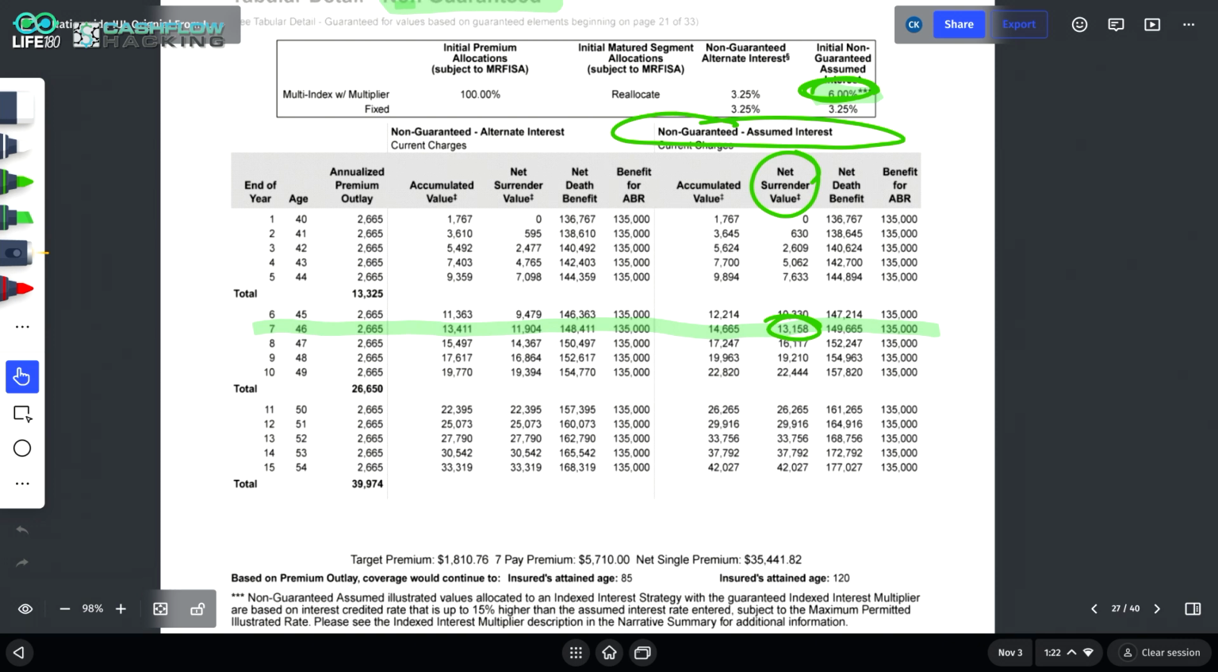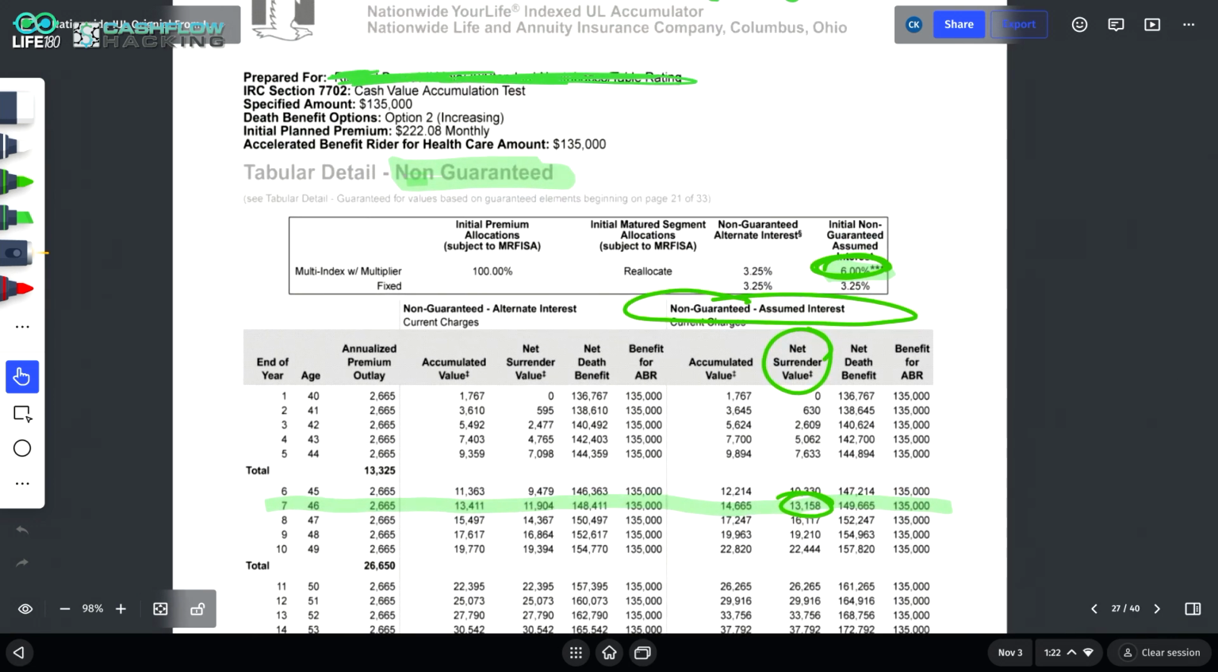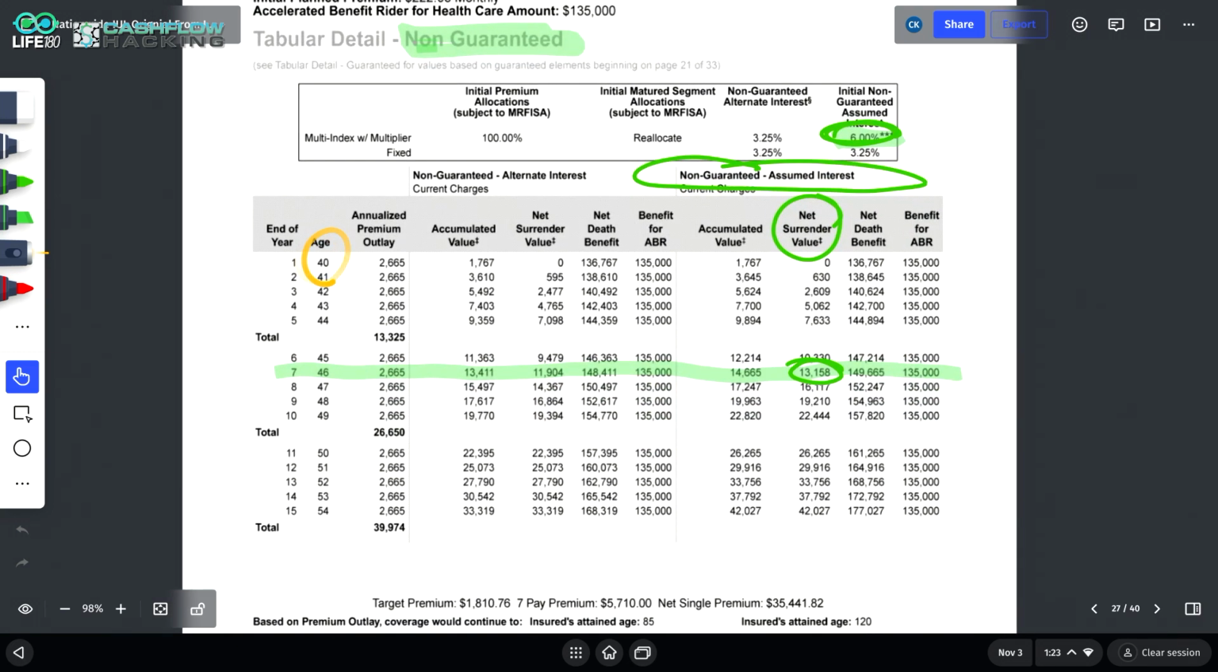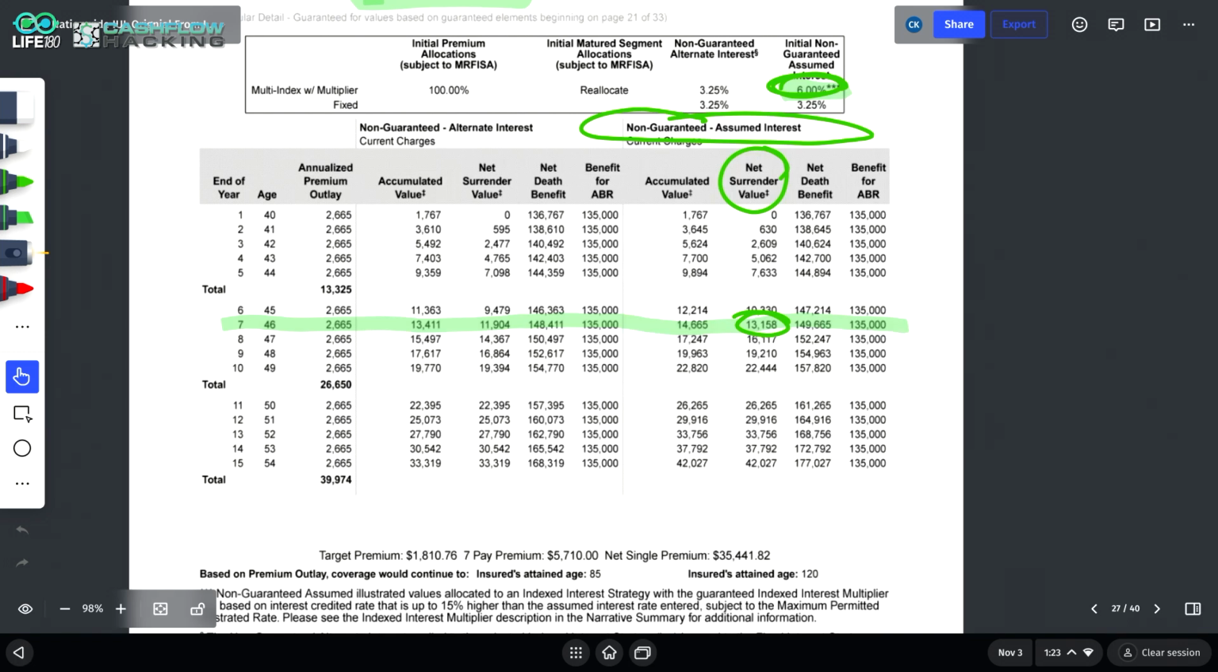Because this person was 39 years old when they bought it. The age isn't on there, but you could see 40 is the end of age one, so that means year one, so they were 39 when they bought it. And they funded it. This is a small premium, only $2,600. Net surrender value, 0 in year one.